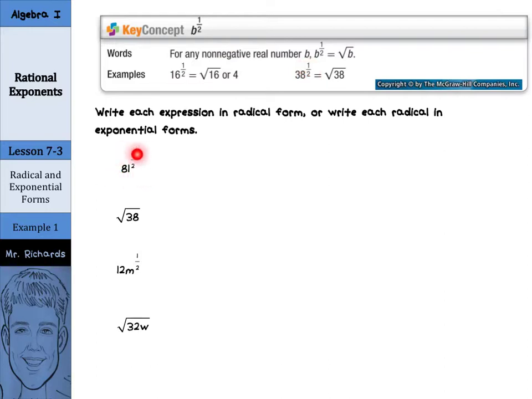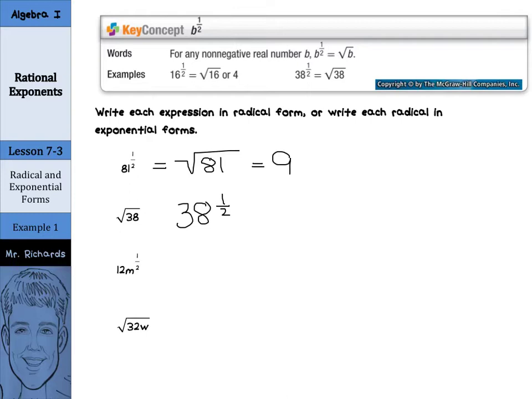So we have 81 to the 1/2 power. Well, this we can rewrite as the square root of 81. And can we simplify the square root of 81? Sure. That is 9. Now, what about the square root of 38? Well, we're going the other way with this now. We're just going to rewrite this as 38 to the 1/2 power.